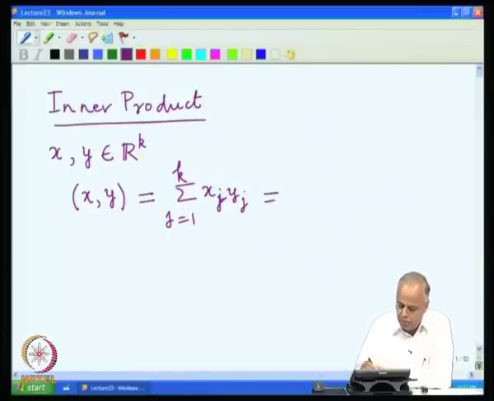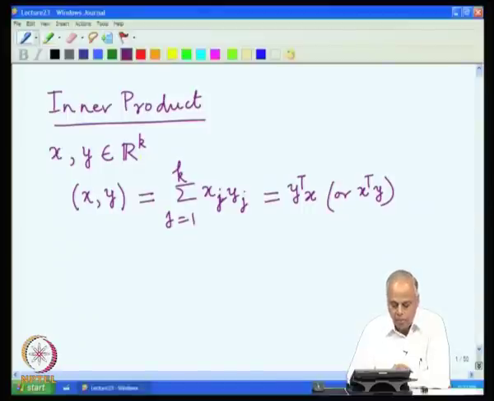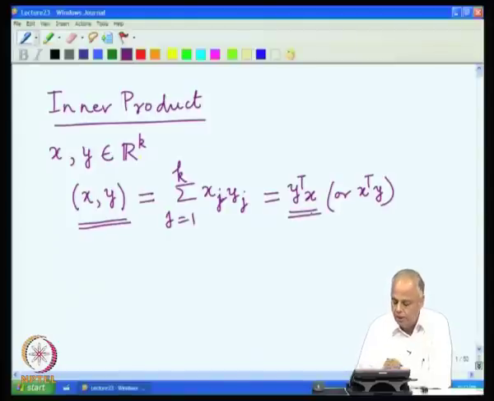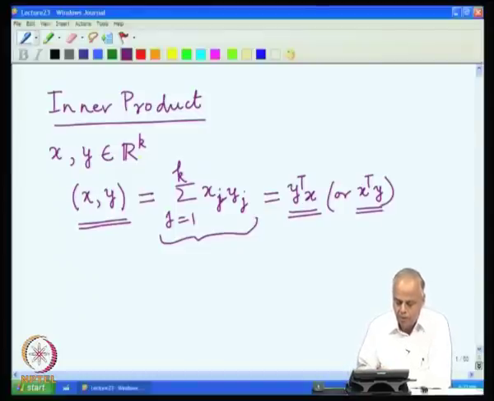This can also be written as y transpose x or x transpose y, all of them mean the same thing. So, from now on when we say inner product, we will be either denoting it by x comma y, or by y transpose x, or by x transpose y, and all of them mean the same thing, the sum of the products of the components.